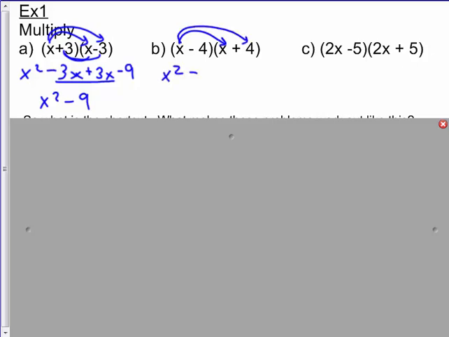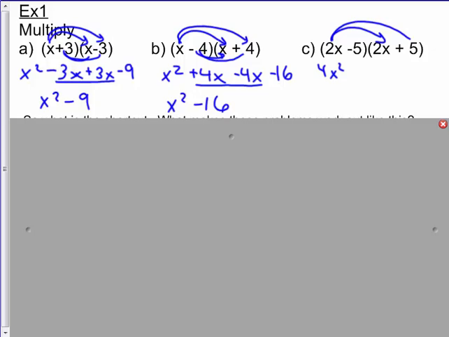In B, I'm going to do the same thing. First terms, I get x squared plus 4x. Then I get minus 4x and minus 16. Again, the middle terms drop out, so I'm left with x squared minus 16. And then the last one, I'm going to do the same thing. 2x times 2x is 4x squared. 2x times 5 is a positive 10x, a negative 10x, and a negative 25. And like all the other ones that we've done here, the middle term drops out. So I have 4x squared minus 25.